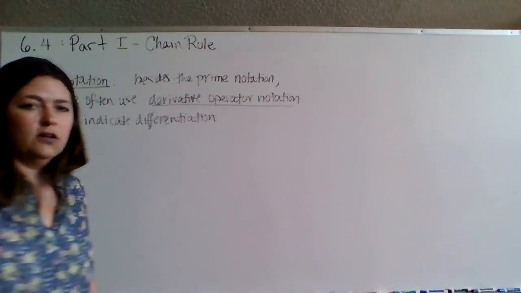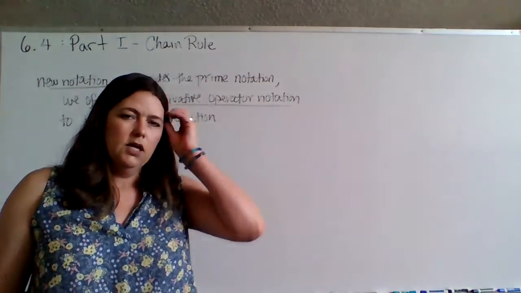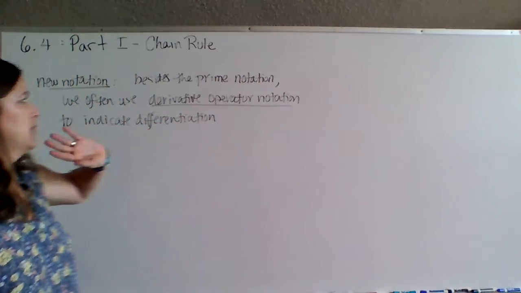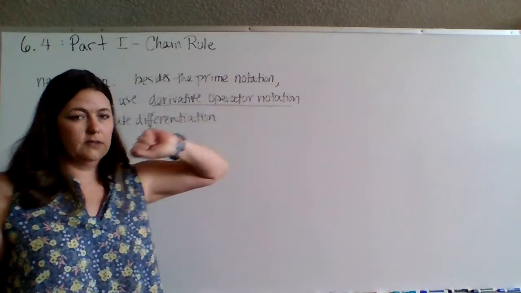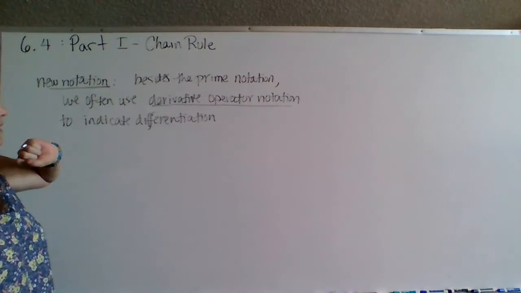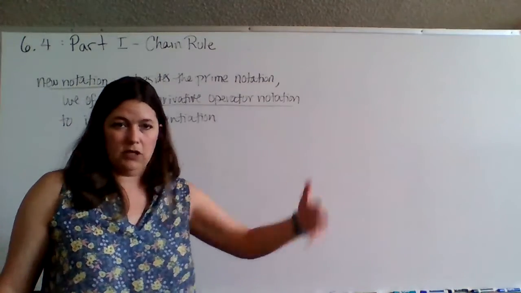So I kind of introduced this notation briefly to you on the last example that we did in the last video, but take a minute in your notes and write this down: besides that prime notation where we just have the little tick mark, we often use what is called derivative operator notation to indicate that we're doing differentiation.